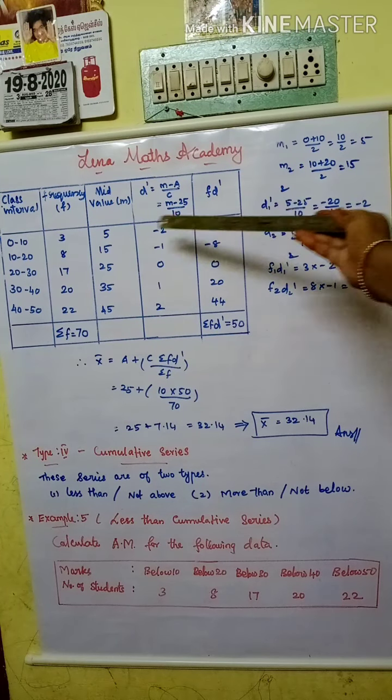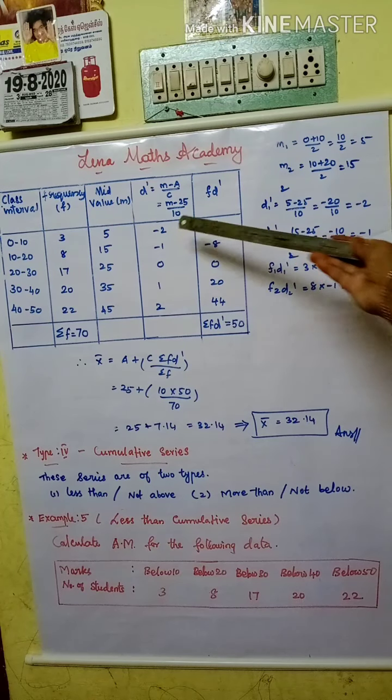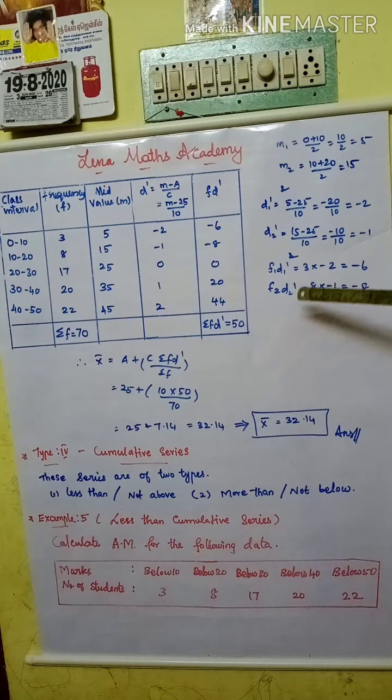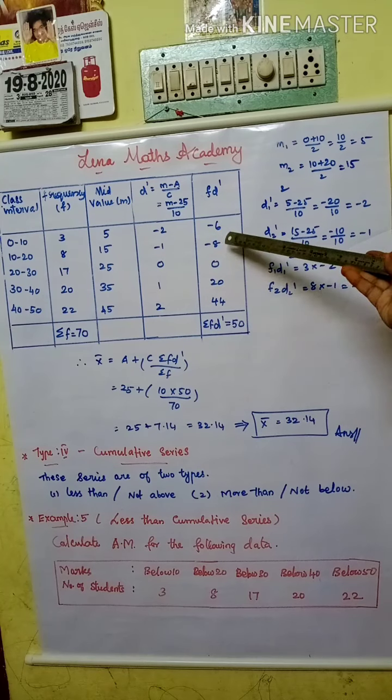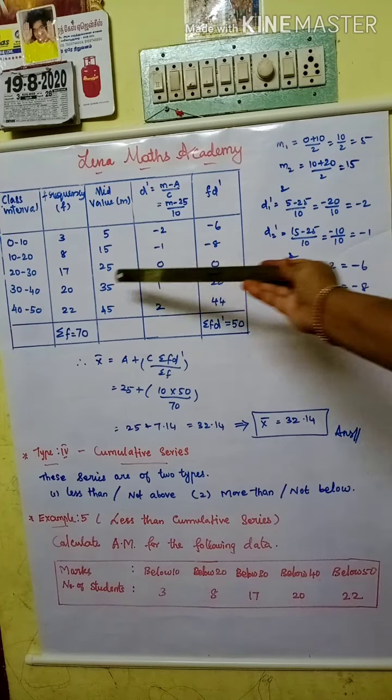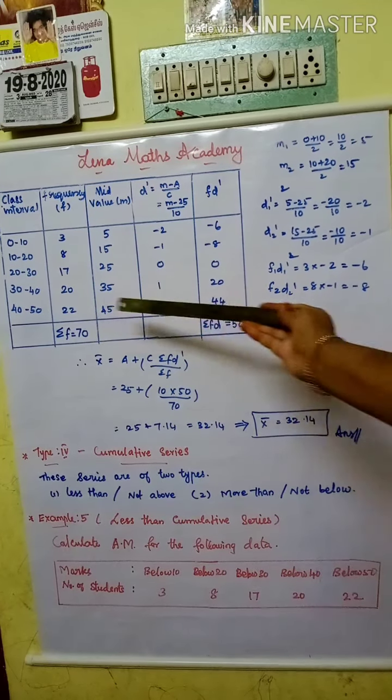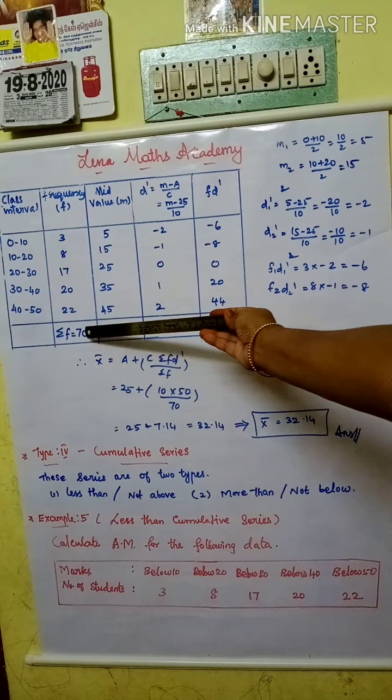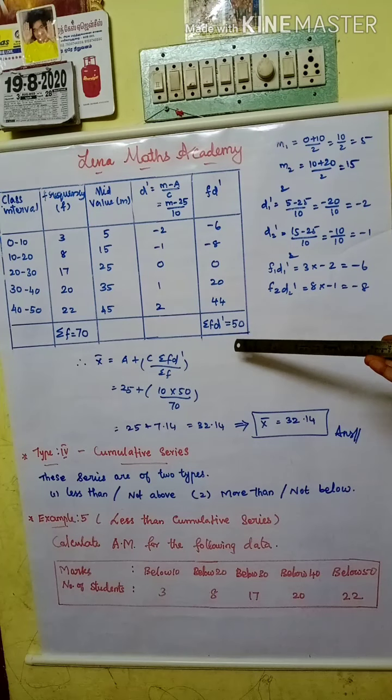Next, f d dash. F value 3, d dash minus 2, so 3 into minus 2 is minus 6. Next, 8 into minus 1 is minus 8. 17 into 0 is 0. 20 into 1 is 20. 22 into 2 is 44. So summation of f is 70, summation of f d dash is 50.